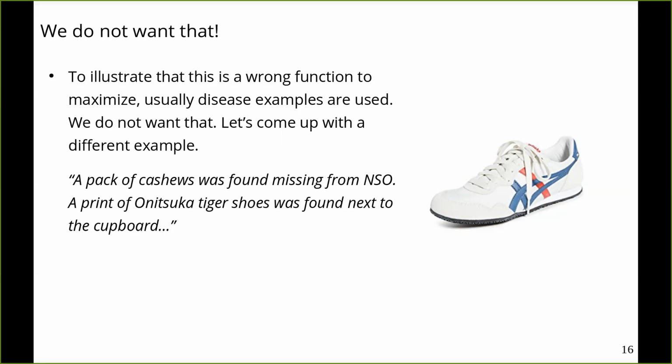So this is the detective story. The detective story goes like this. There was a pack of cashews somewhere in NSO, and one day it was missing, right? Let's say that it was a public property, so it's important that it was missing because somebody took it without other people figuring it out. And then what we figured out is that there was a print next to the cupboard which corresponded to these specific Asics Onitsuka Tiger shoes, which I'm going to call from now on tigers. So that implied that the person who stole the cashews was wearing these Onitsuka Tiger shoes. And then the question is, who did that?